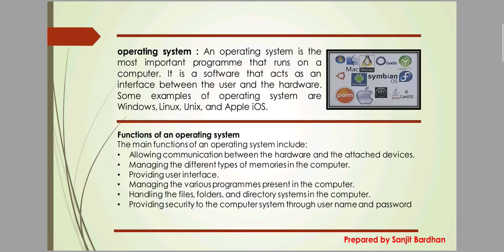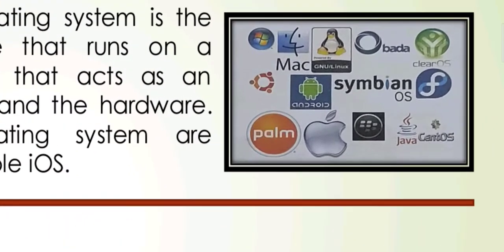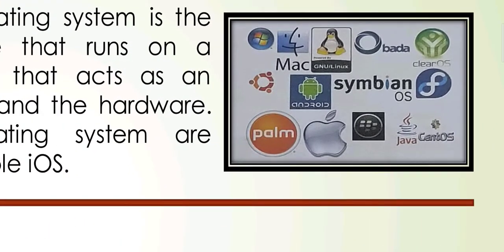ऑपरेटिंग सिस्टम का काम है कि वो हार्डवेयर और यूज़र के बीच में कम्युनिकेट करता है. ओके, कम्युनिकेट करता है ताकि सब काम ठीक तरीके से हो. It is software that acts as an interface between the user and hardware. And some examples of the operating system are Windows, Linux, Unix and Apple iOS. Here you can see the image, some operating system examples are here.